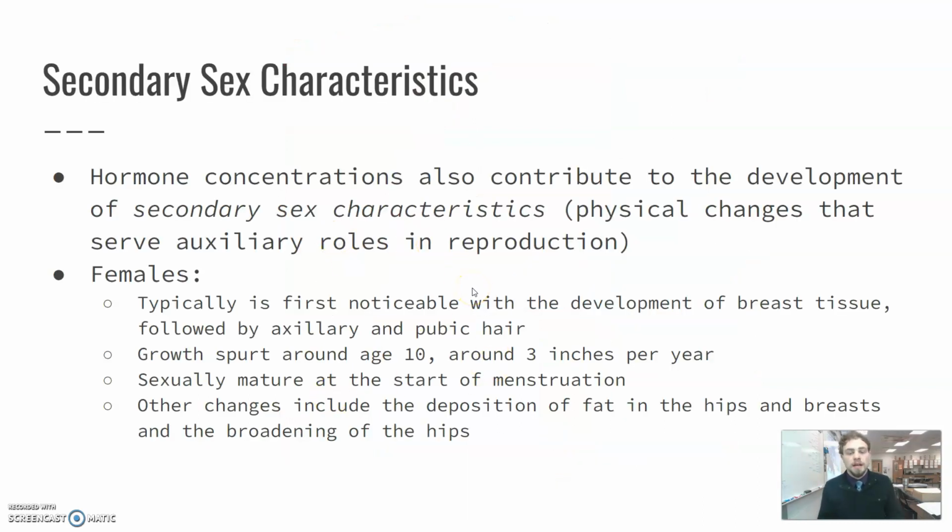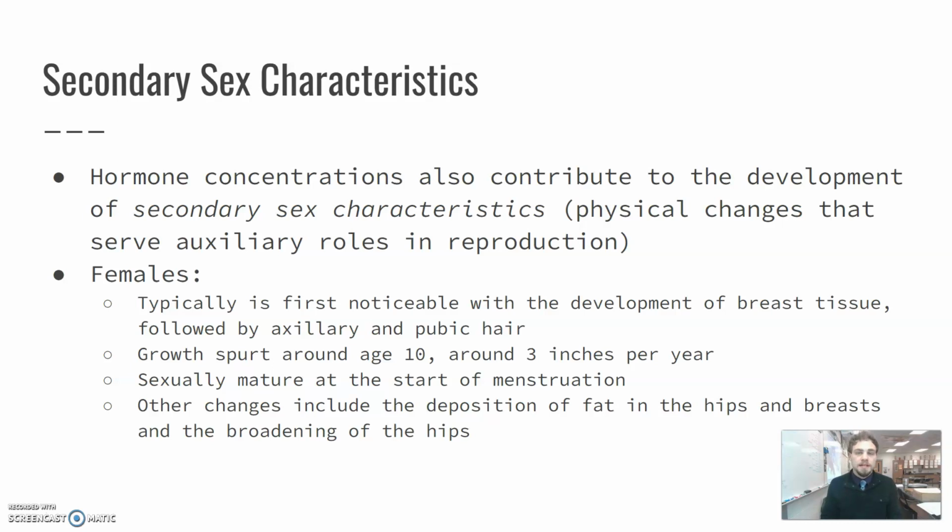So again, here just in bullet point form, secondary sex characteristics are the changes seen around the time of puberty. They're going to serve auxiliary roles in reproduction. Basically, they're the characteristics that you don't see initially when a baby is born. You see them later. For females, we talked about the development of breast tissue, which is usually the first sign of puberty, followed by axillary and pubic hair. Remember, axillary being the armpit region. Girls will have a growth spurt around age 10 and grow about 3 inches per year. And then the signal that they have reached sexual maturity is that first menstruation.